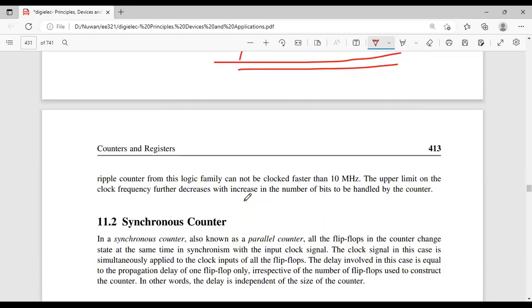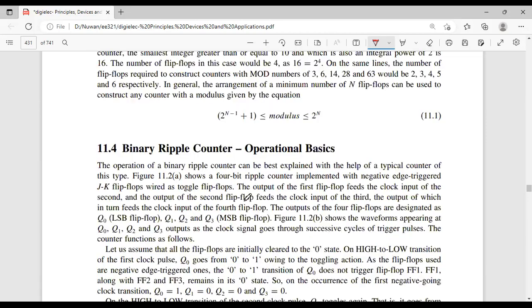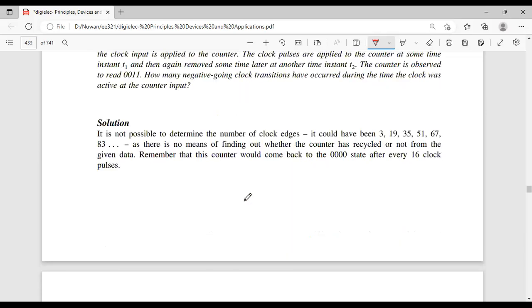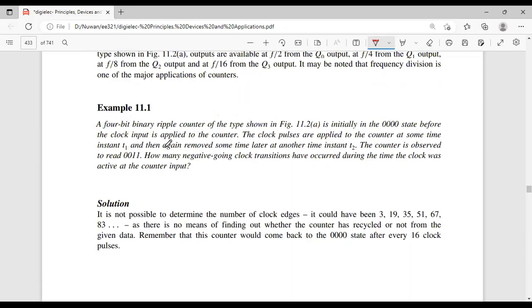Then you have to design. You will get this kind of design.